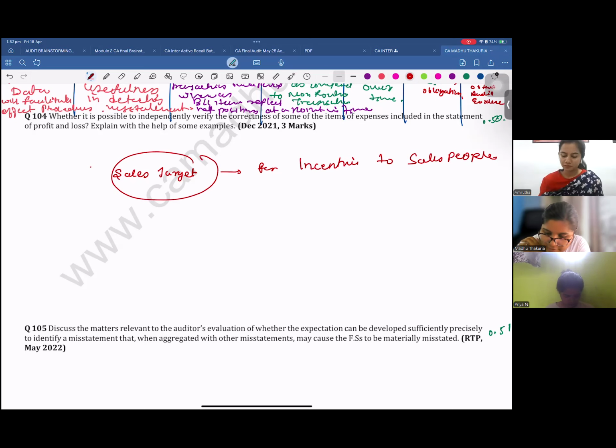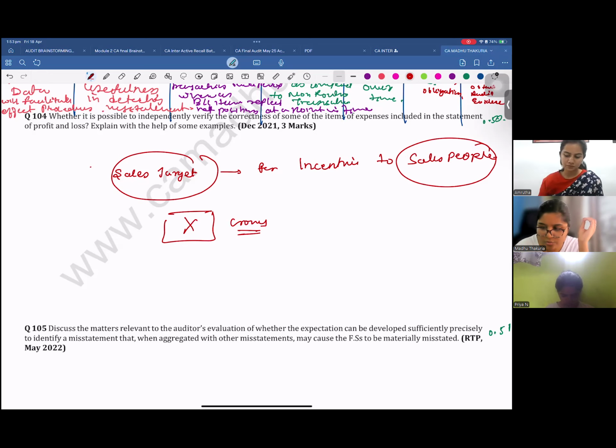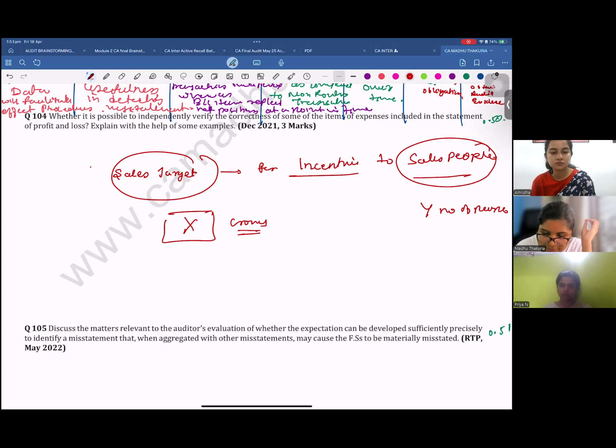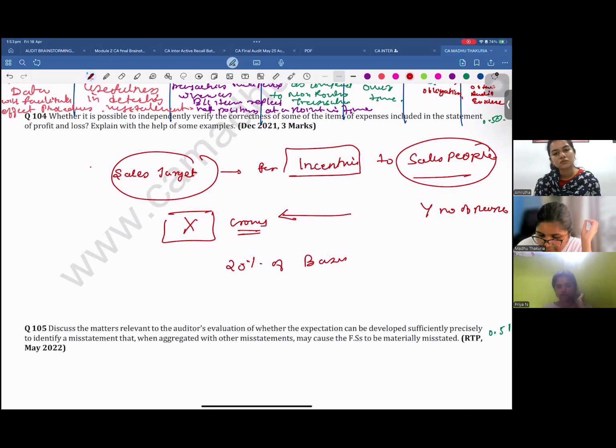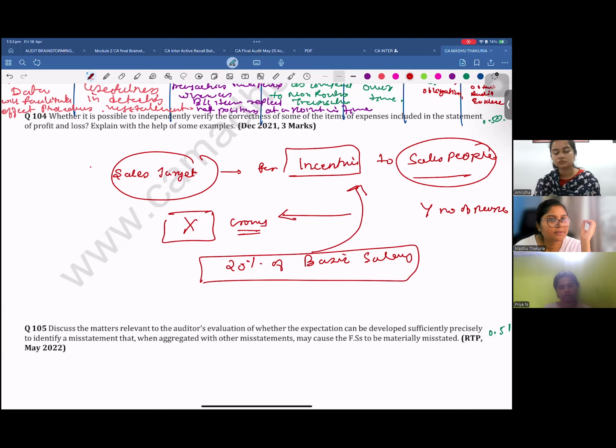Certain sales targets were given to salespeople. Some X amount of gross sales target was given to Y number of people to be achieved during the year. Accordingly, if they achieve 100% of the target, 20% of the basic salary of all these employees will be given to them as an incentive. Now these people have actually achieved this sales target. The company has given them a bonus of, suppose, 2.5 crores. The total bonus in the P&L statement looked like 2.5 crores.